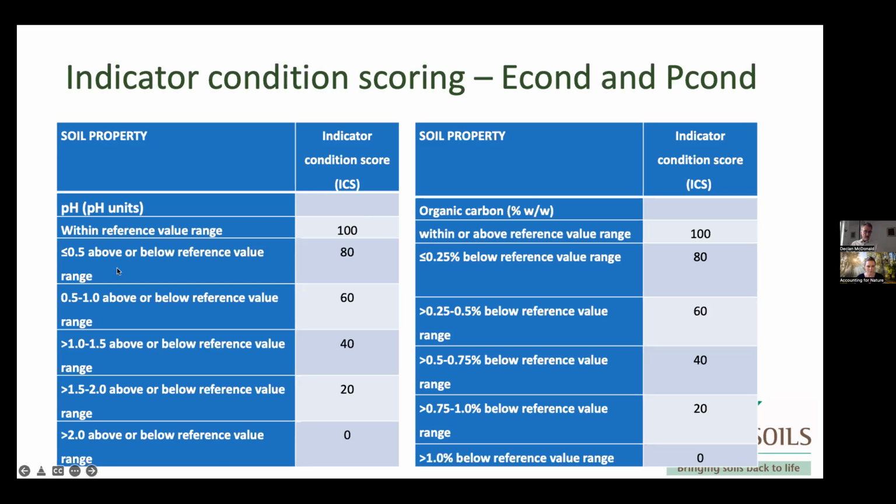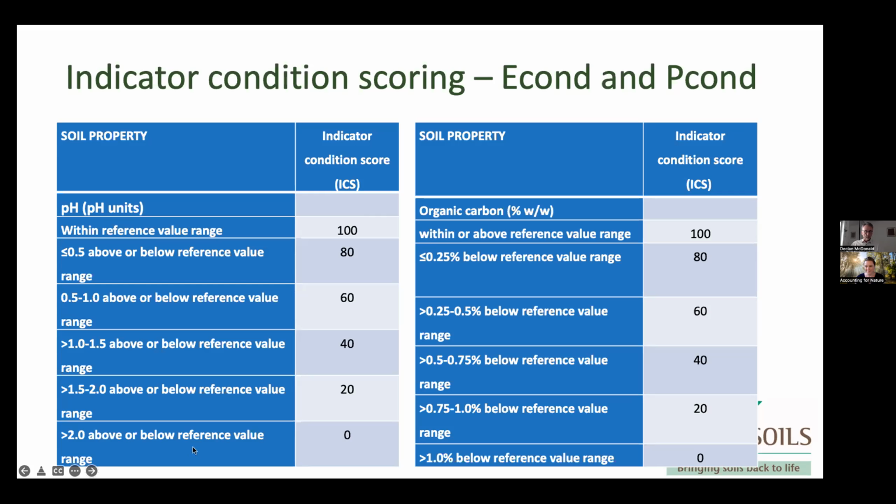So if we're within that 5.5 to 7.5 from an agricultural productive point of view, for our pecan point of view, the score will be 100. If we're 0.5 above or below reference value, so if we've got a pH of 5 or a pH of 8, then we're going to have an indicator condition score of 6. And you can see as we drop away in 0.5 pH increments from that target range, above or below, the scoring drops accordingly.